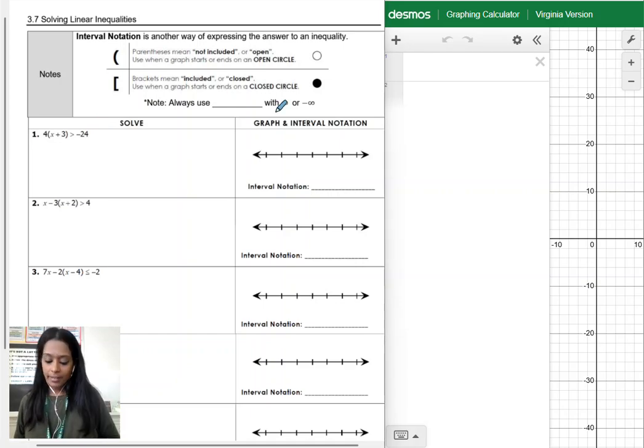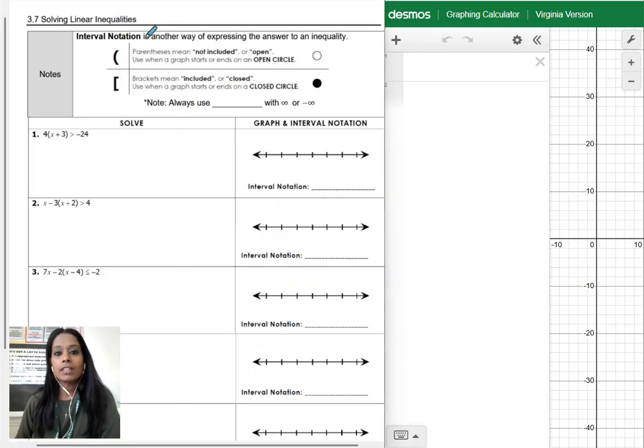All right, so here is a lesson on inequalities, solving linear inequalities. The steps to solving linear inequalities are the same as solving equations. It's just that we have some things that we have to look out for. First of all, what is an inequality?